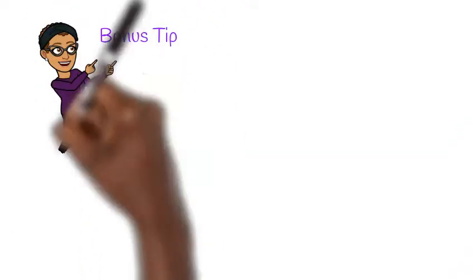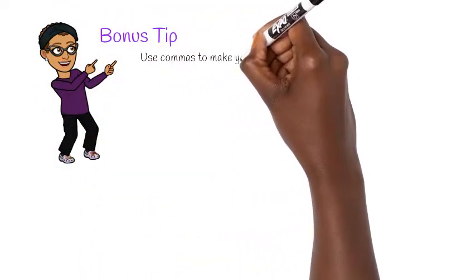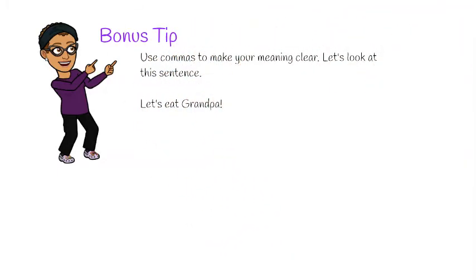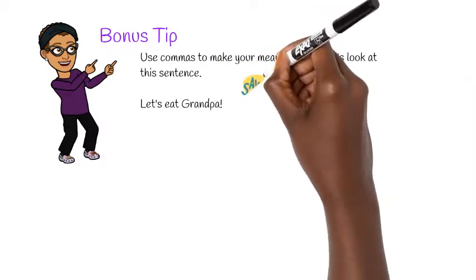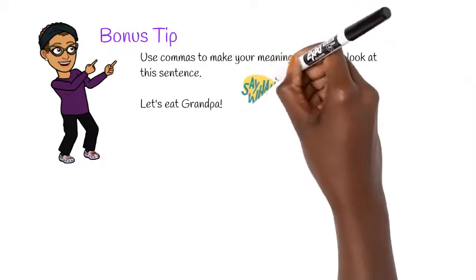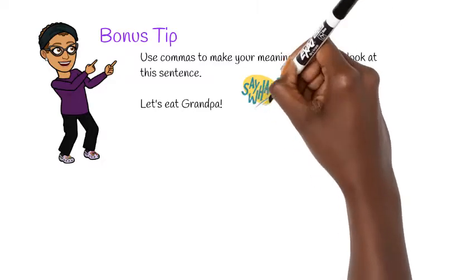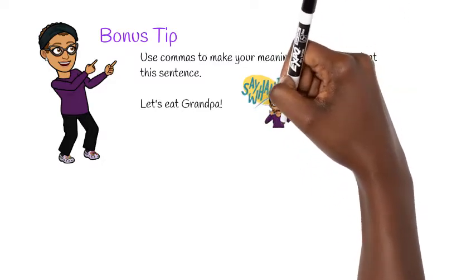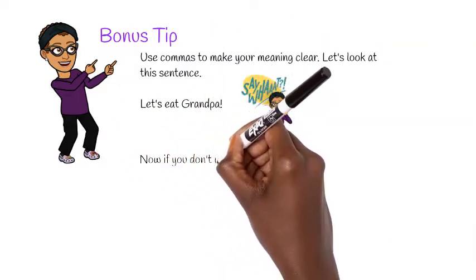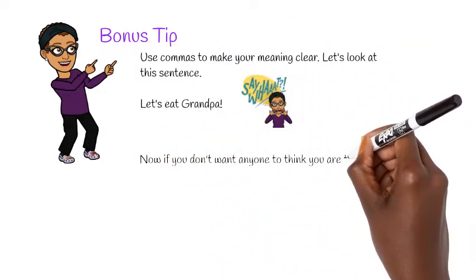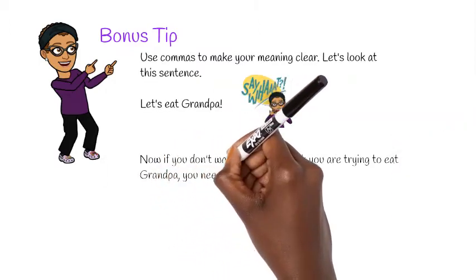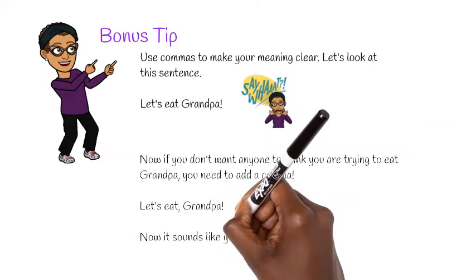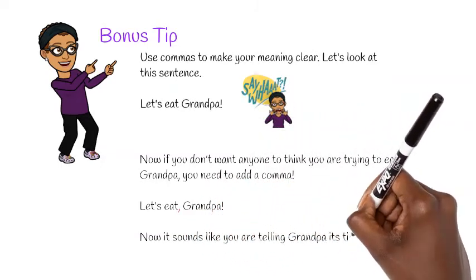Now, this is a bonus tip. Use commas to make your meaning clear. Let's look at this sentence. Let's eat grandpa. What? You want to eat grandpa? Now, if you don't want people to think that you're trying to eat grandpa, you have to add a comma. Let's try it again. Let's eat, comma, grandpa. Now it sounds like you're telling grandpa it's time to eat. That's better, isn't it?